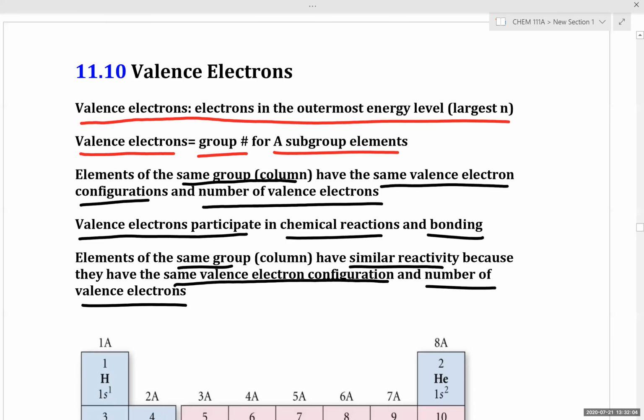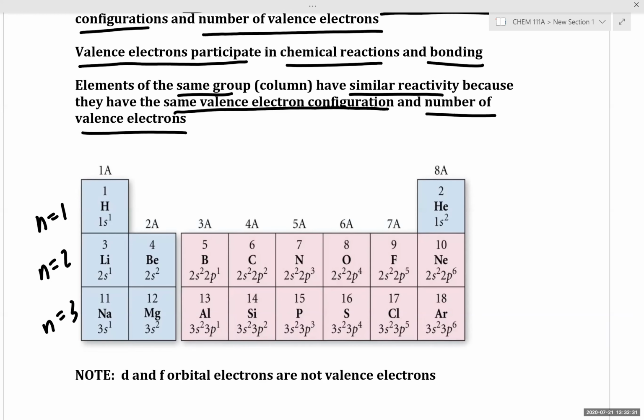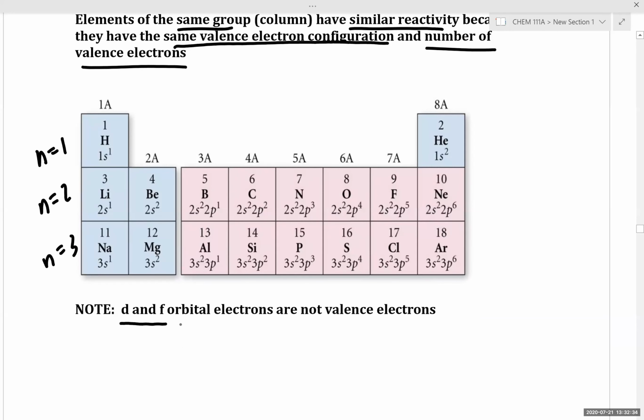Thus, elements of the same group have similar reactivity because they have the same valence electron configuration and the same number of valence electrons. We can see this here: as we move down a column, the electron configuration for the valence electrons remains the same, but your N value increases. As you move to the right across your periodic table, the number of valence electrons increases. Note one thing that you have to be really careful about. D and F orbital electrons are not valence electrons. They're considered core electrons.